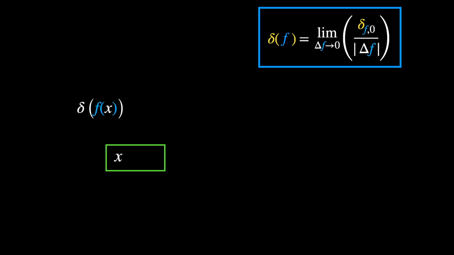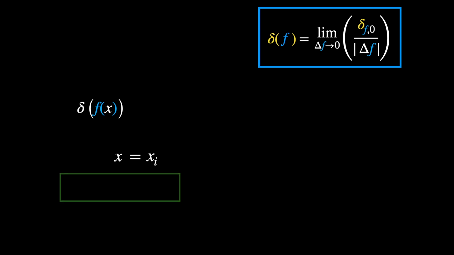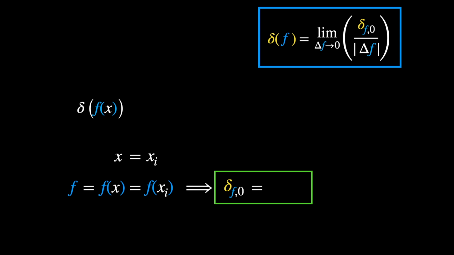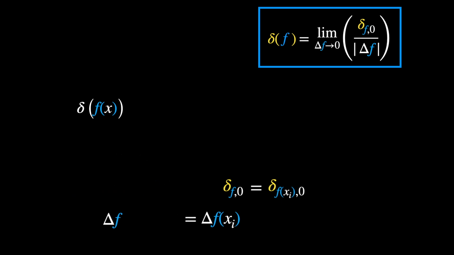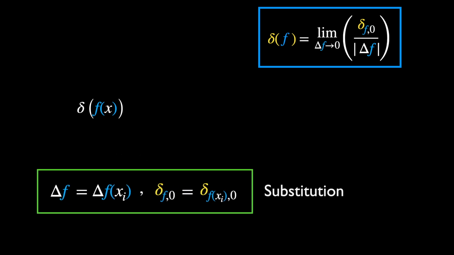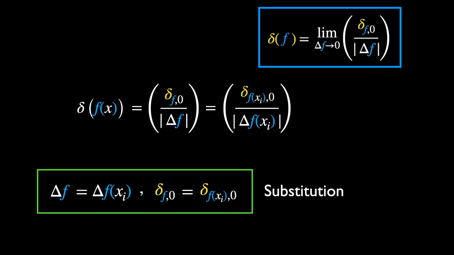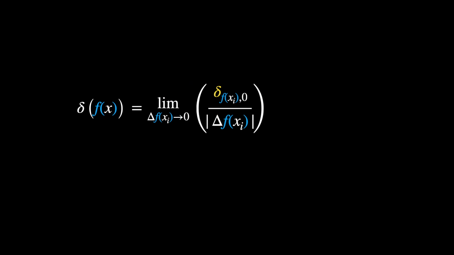x is identified with the discrete position x i. f is just the value of f at x i. And for the Kronecker delta, the integration measure delta f is given by. Let's do the substitutions in the green box. We take the absolute value of delta f since this is an integration measure and must be positive. Thus we have derived delta f of x as the limit of its discrete counterpart. Let's hide this limit just to simplify our notation.